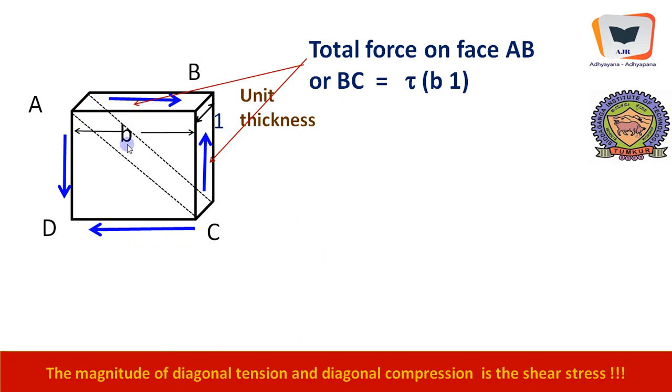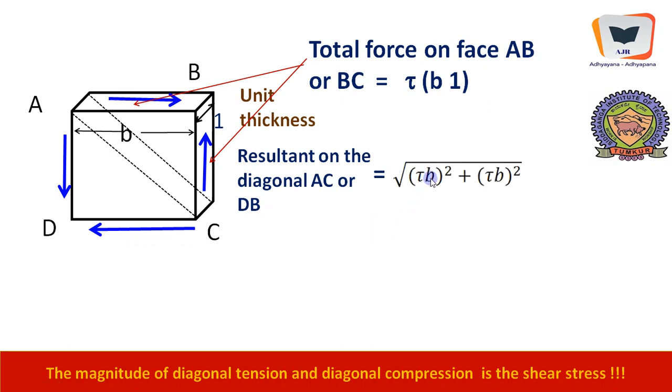Stress is tau and area is B into 1. Therefore, it is tau into B into 1. And this same force is experienced by this particular surface denoted by AB and this particular surface denoted by BC. And the resultant on the diagonal AC will be simply, if we plot these forces to scale, this will become horizontal and this will become vertical, and the other force will definitely be along the diagonal. Therefore, the length can be taken as the force.